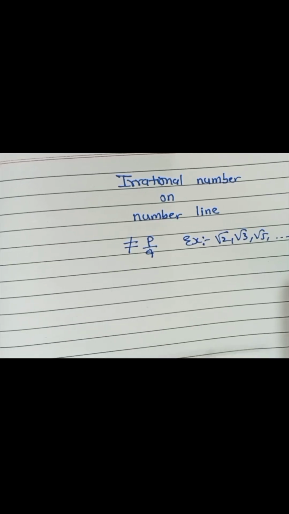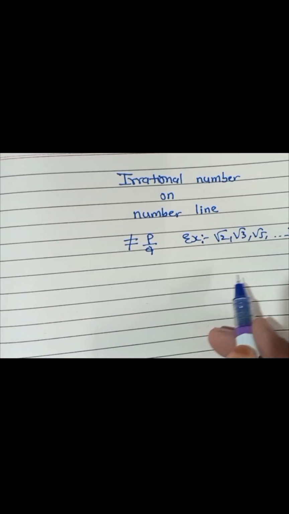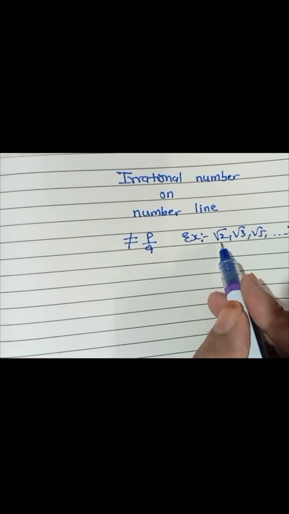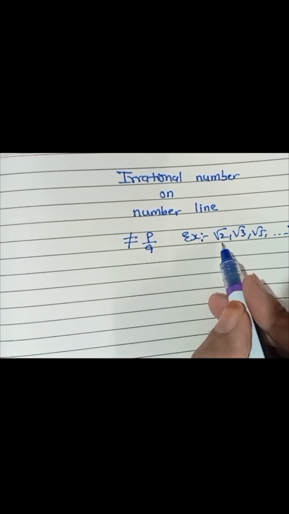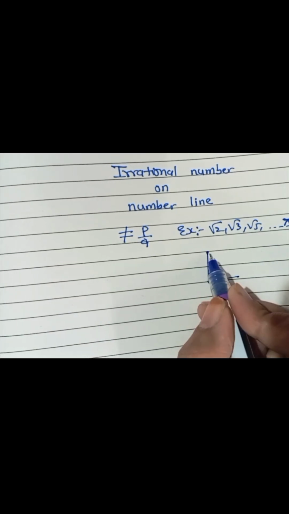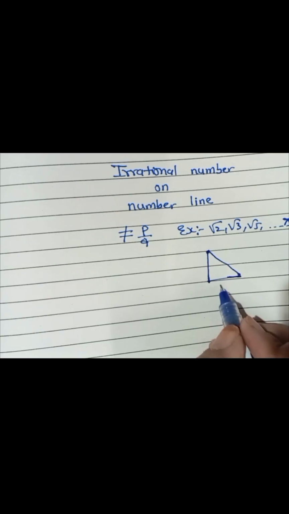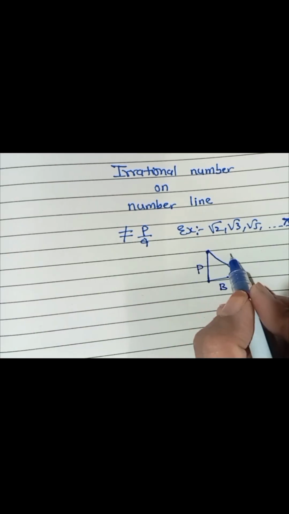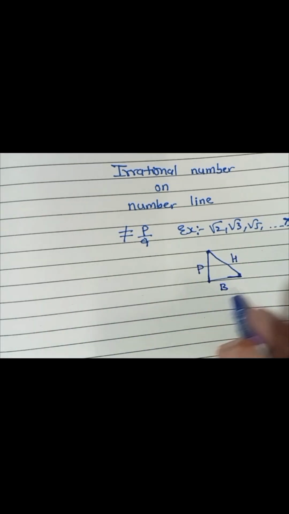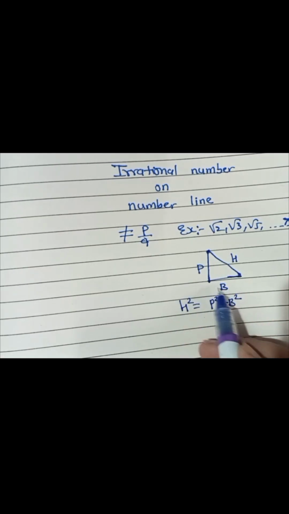So first of all, you should know about the Pythagoras theorem. If you know the Pythagoras theorem, then you can calculate the value of root 2. Suppose this is a right angle triangle. Pythagoras theorem is applicable only in the case of a right angle triangle. So this is the base, this is the perpendicular and this is the hypotenuse. According to the Pythagoras theorem, h square is equal to p square plus b square. That means the square of the hypotenuse is equal to the square of the perpendicular plus the square of the base.